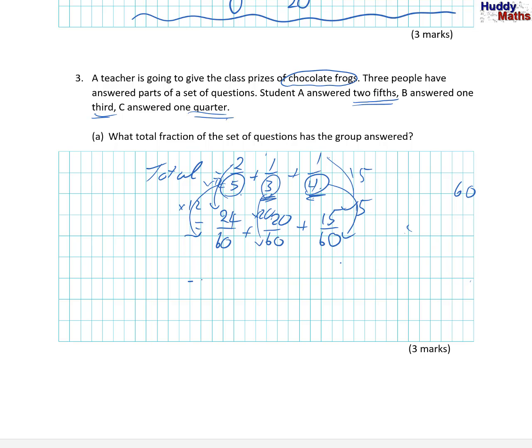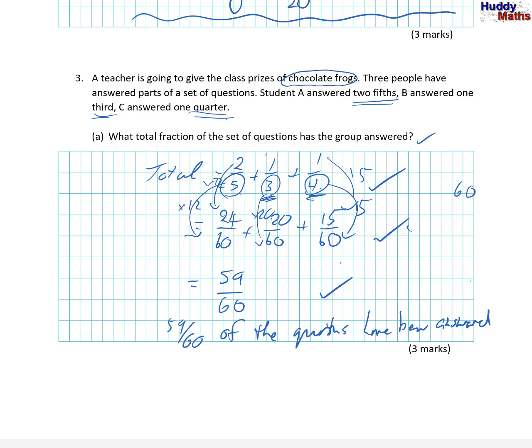Okay, so now they're all the same, and we can add them up. 24 and 20 is 44, and 15 is 59. So 59 60ths. What fraction of the total set has the group answered? 59 60ths. Okay, so 59 60ths of the questions have been answered. Okay, what's the mark scheme here? That one for realising you had to add up those fractions, that one for changing to 60ths, and that one for getting an answer. 59 60ths of the total question set have been answered.